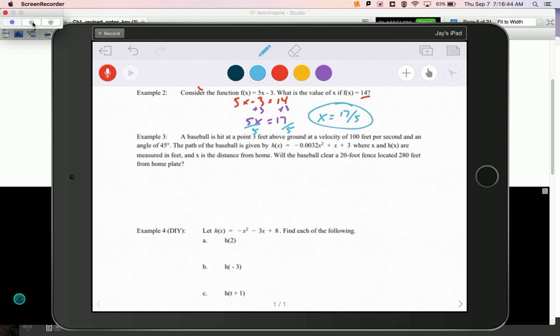I would like you to look at example 3. I would like you to read the problem, see if you can figure out where your input goes, and then the question is, will the baseball clear a 20-foot fence located 280 feet from home plate? So where do your numbers go? And then I'm going to put the answer up and we'll talk about it. But just try to read it and see what the problem is asking you to do.